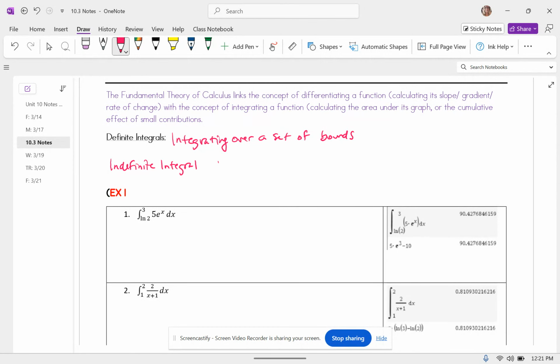That's going to be where it's just the squiggle, no numbers at the top or the bottom, something like this. So if you integrated this, your answer would look like a function, right? With a plus c at the end. Because that function belongs to a family of functions where the vertical shift would drop out if we differentiated.